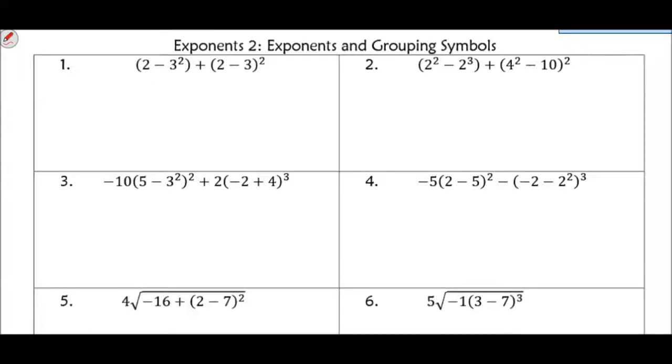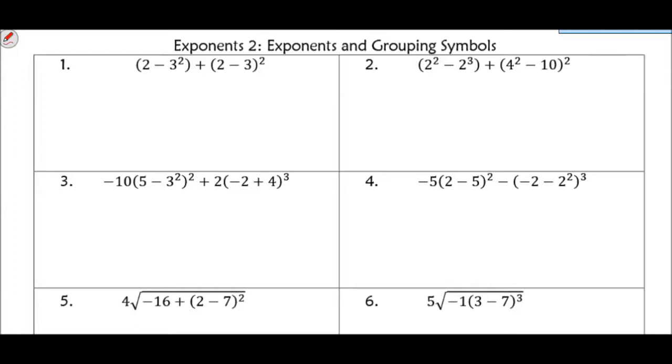And here we got our second lesson on exponents. This is more about how they interact with grouping symbols. You really still want to follow order of operations. So you have to just finish everything inside of the parentheses first, and then you can use the exponents if it's on the outside. Then you use that after you figure out the number on the inside.